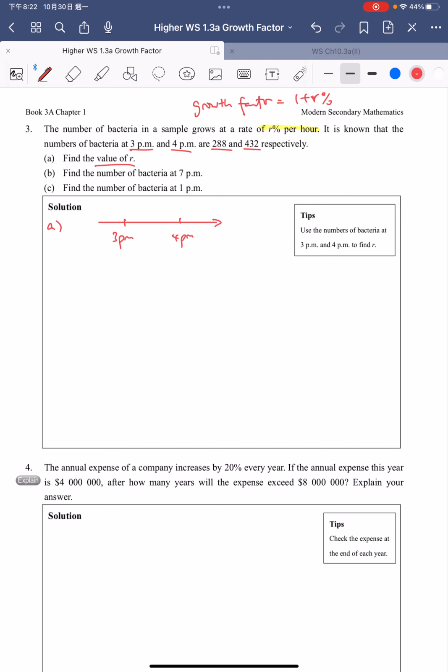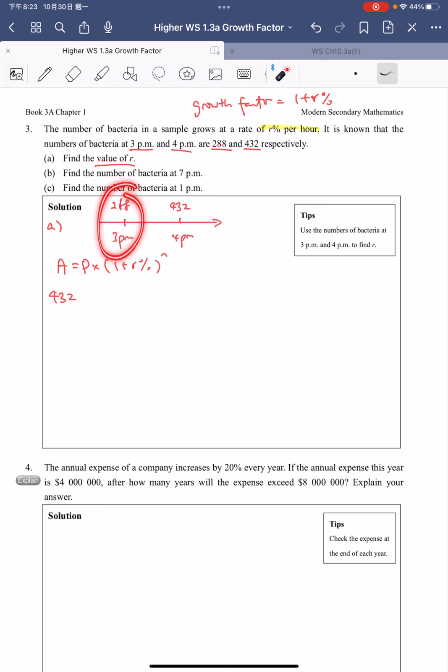So 4 p.m. is equal to 432, and 3 p.m. we have 288. Again, we're using our formula: A is equal to P times (1 plus R%) to the power of n. Because 4 p.m. is just 1 hour after 3 p.m., A is equal to 432. So once again, A is the future value, the thing that happened nearest to now, the new value, because compared to 3 p.m., 4 p.m. is actually the new value.